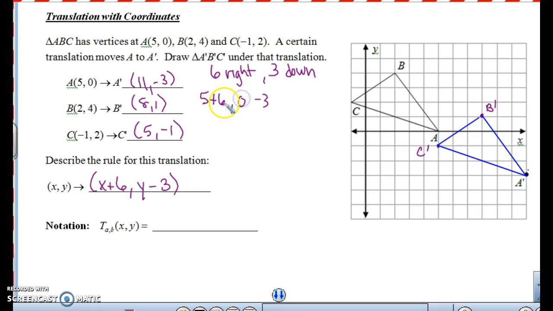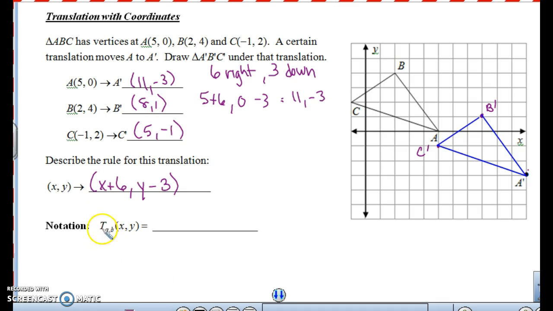All right, so there's the original, added 6 to it. Here's the original, minus 3 to it, and you end up at (11, -3). So (2, 4) to (8, 1): added 6, and 4 minus 3 is 1. Negative 1 plus 6 is 5, and 2 minus 3 is negative 1. So that's the rule.